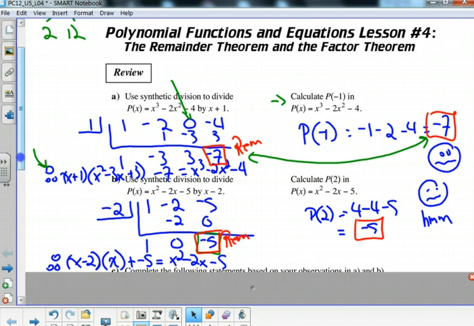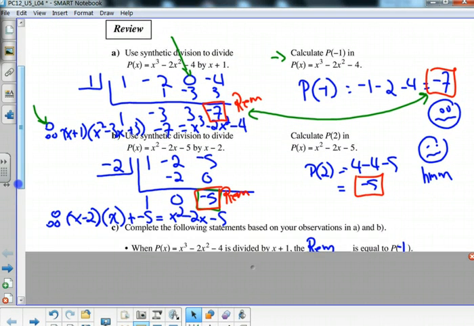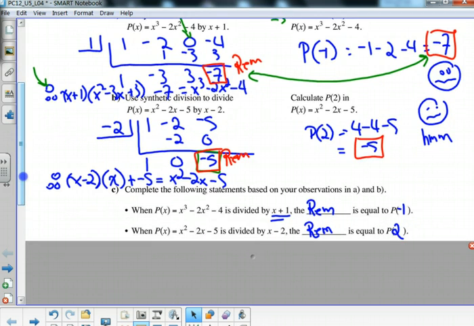And when you divide by synthetic division there, again, you get a remainder of -5. That's great. But by simply plugging in P at 2, which is the 0 of the divisor, you get -5 as well. That's important because, as you can see here, completing the following statements, when it's divided by x plus 1, the remainder can be found by simply plugging in -1.